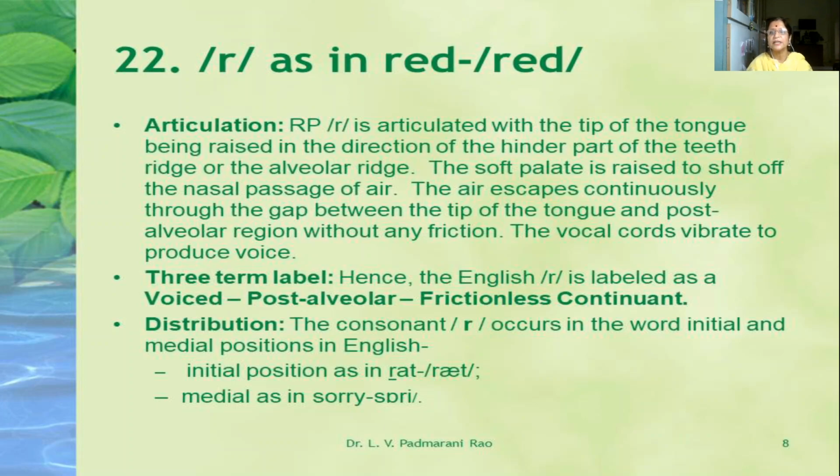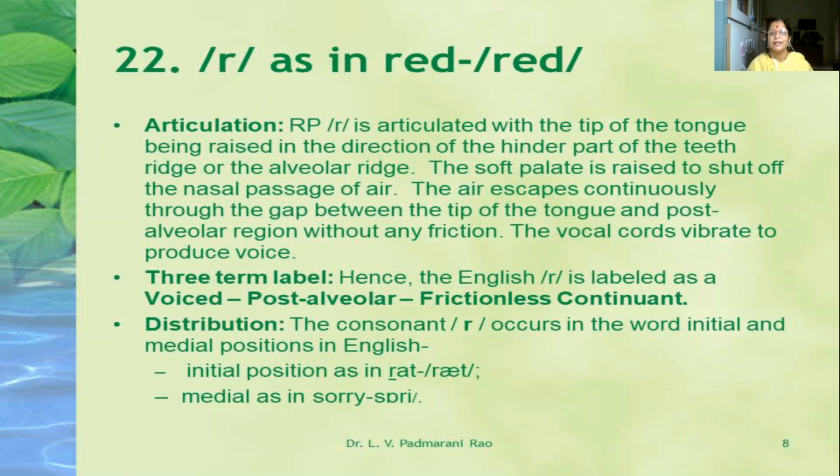The air escapes continuously through the gap between the tip of the tongue and the post-alveolar region without any friction, because the soft palate is raised to shut off the nasal passage of air. The vocal cords vibrate while the sound is pronounced, and hence the three-term label for r as in red is voiced, post-alveolar, frictionless continuant. The tip of the tongue goes very close to the post-alveolar region. That is the reason why we can pronounce the sound r to any length of time without stopping for breath. Yes, it's a frictionless continuant.